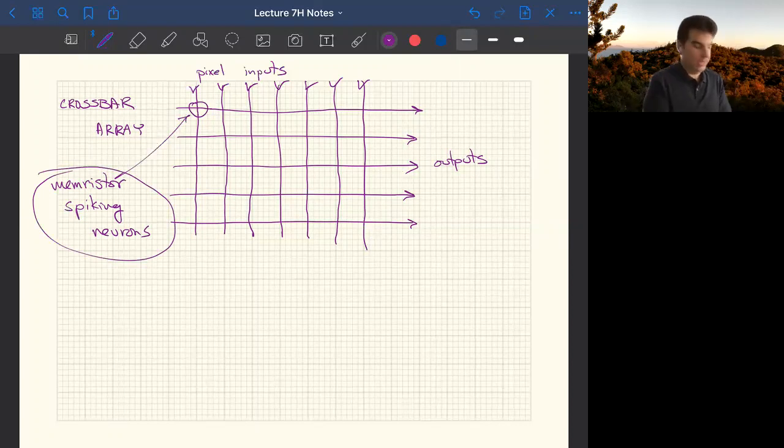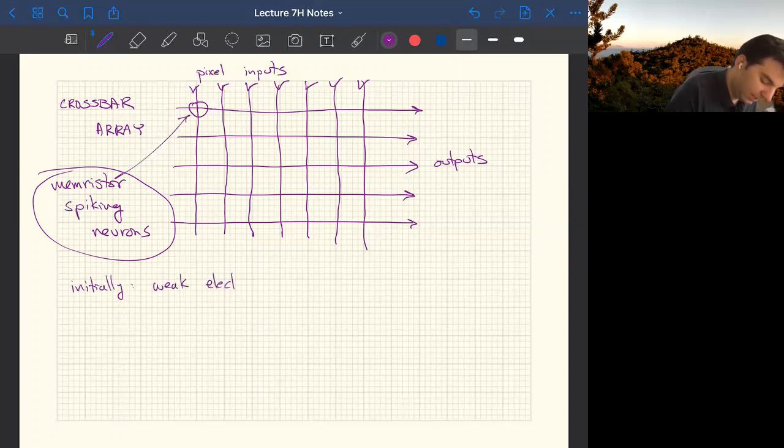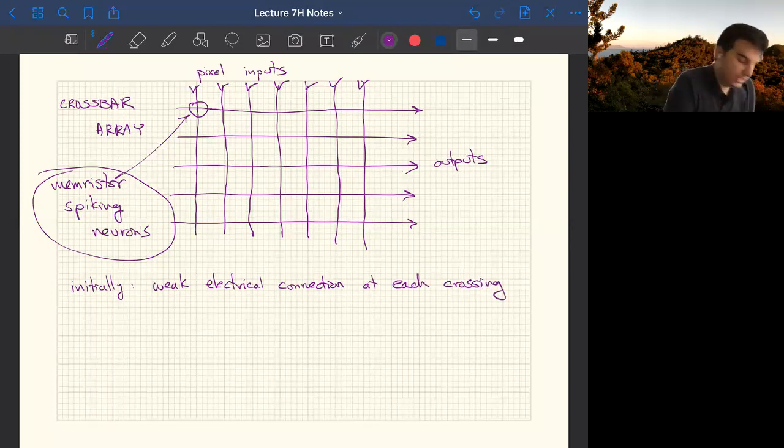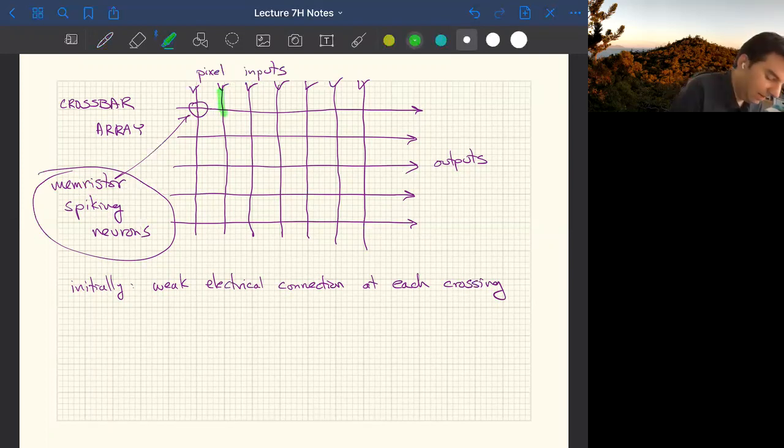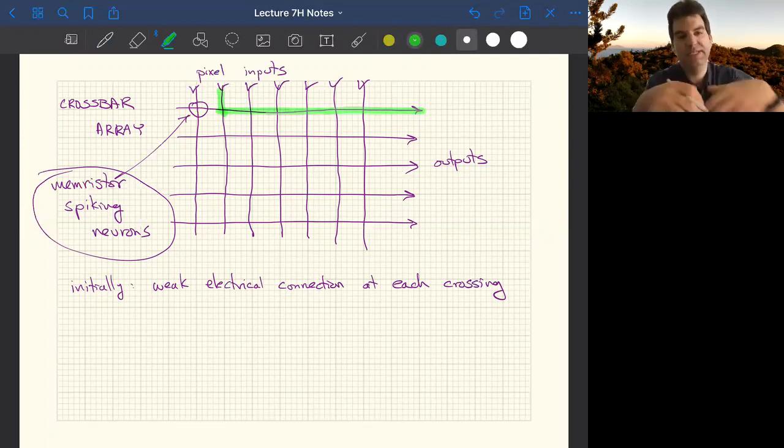And so you can imagine that initially there is a weak electrical connection at each crossing. If this pixel is turned on in an input image, then it will have a weak electrical connection to this output line, and to everything that it crosses by. But that weak electrical connection puts a little bit of current into there.